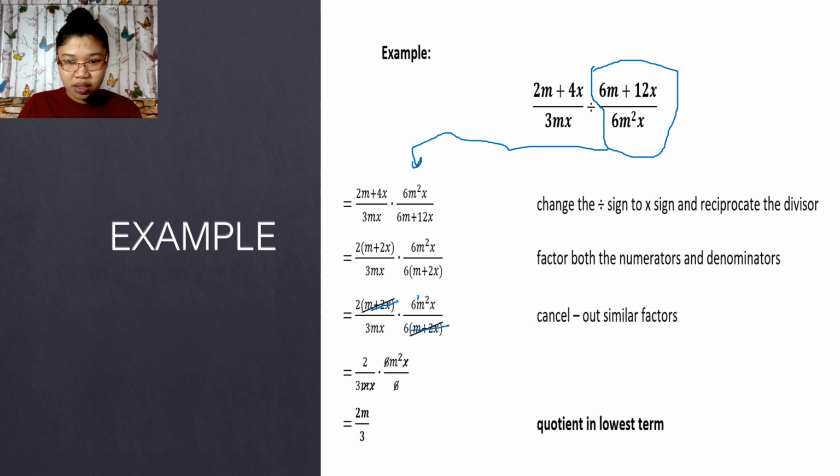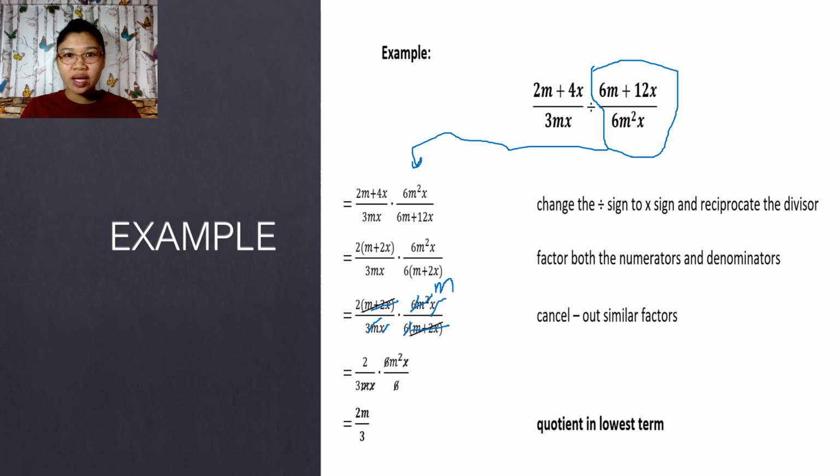As you can see, m plus 2x and m plus 2x cancel. We can cancel out also 6, and then we have m here and m here. However, we will still have 1m since we are dividing m squared over m, so that is equal to m. And then we can cancel out x here and x here. So our quotient in lowest term, or simplest form, is 2m over 3.